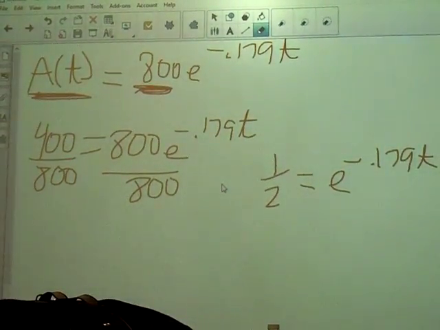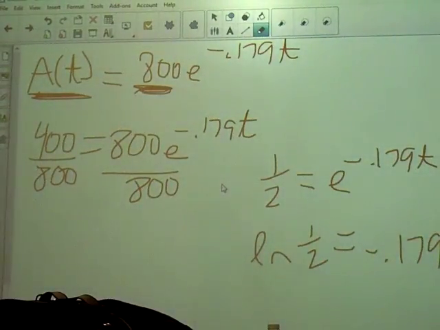Now there's no more extra junk, that's exponential, so I'm going to rewrite it in log form. So my base is E. Log base E has a special name. What's the same as log base E? LN, natural log? Natural log, very good. So I'm going to do the LN of 1/2 is equal to negative 0.179 T.